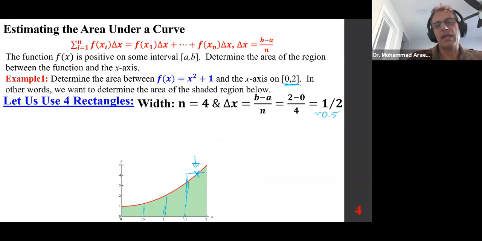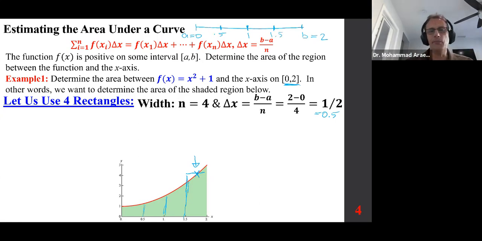One way that can make this process easy is if you draw the following line segment. This is A, which happened to be 0. This is B, which happened to be 2. We are going to cut this into 4 pieces. Therefore, we have 0.5, 1, 1.5. So now we are going to go with the right endpoints.